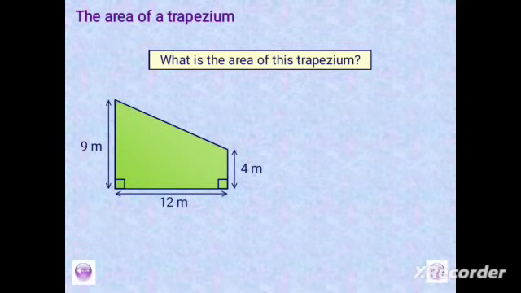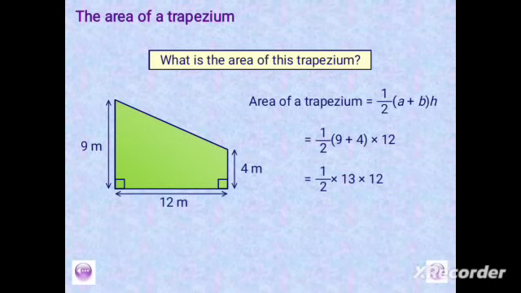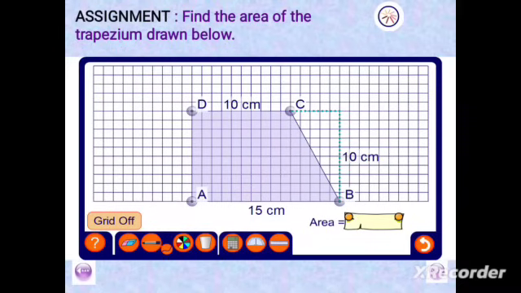Another example on trapezium. We have been given a trapezium of height 12 meters and two parallel sides 9 meters and 4 meters. So, substituting into the formula to find the area, we have a half into 13 times 12. Then that gets us 78 square meters.